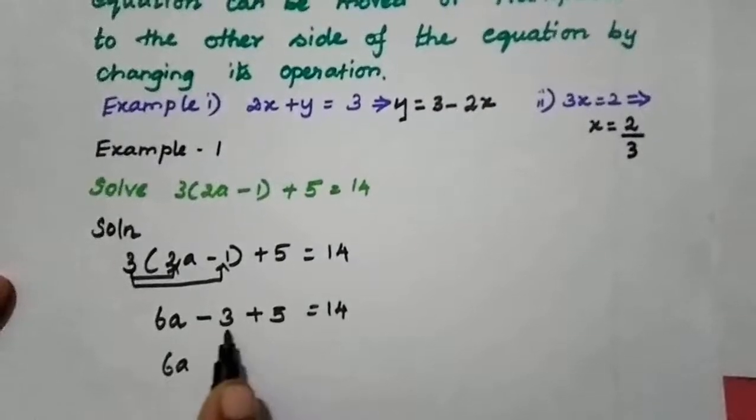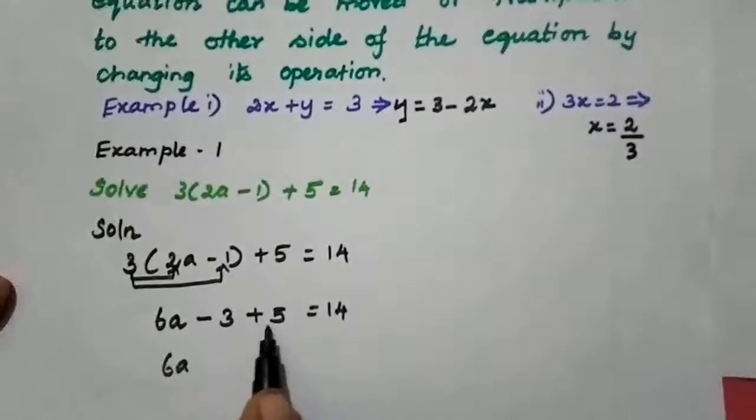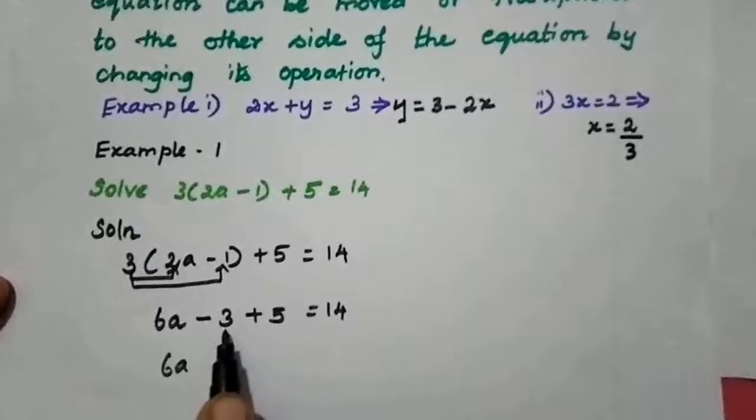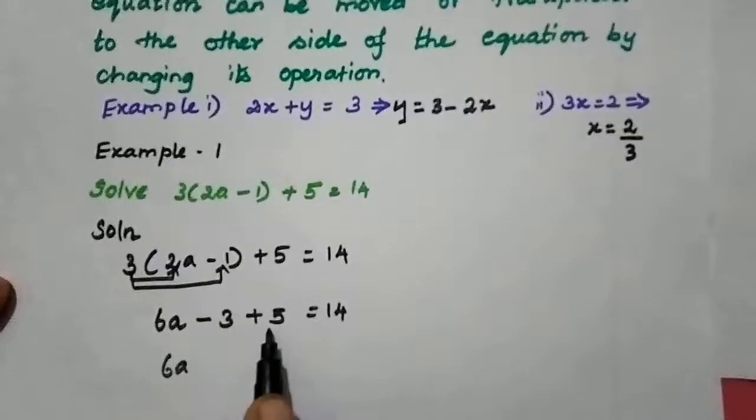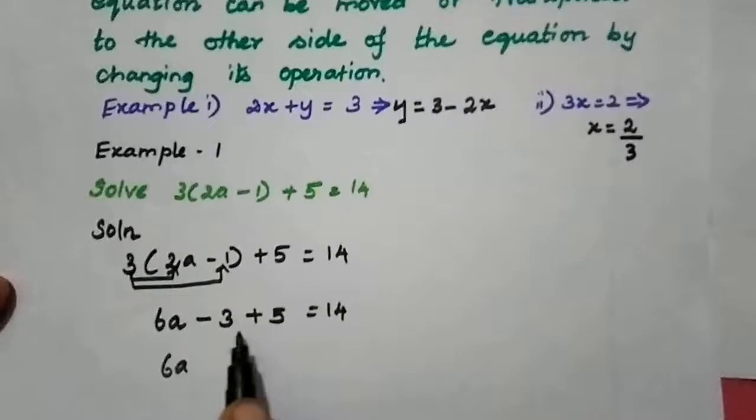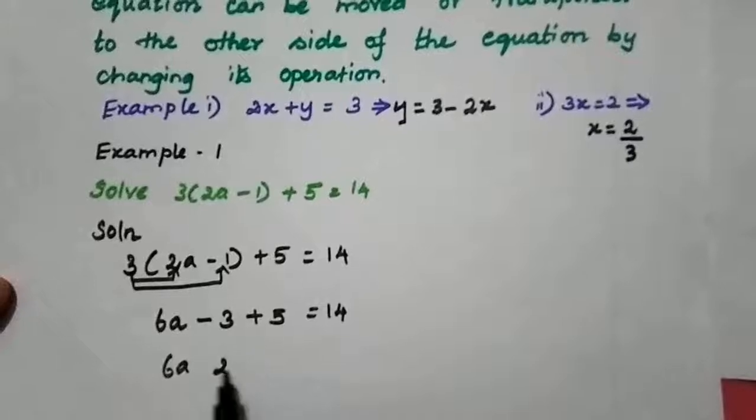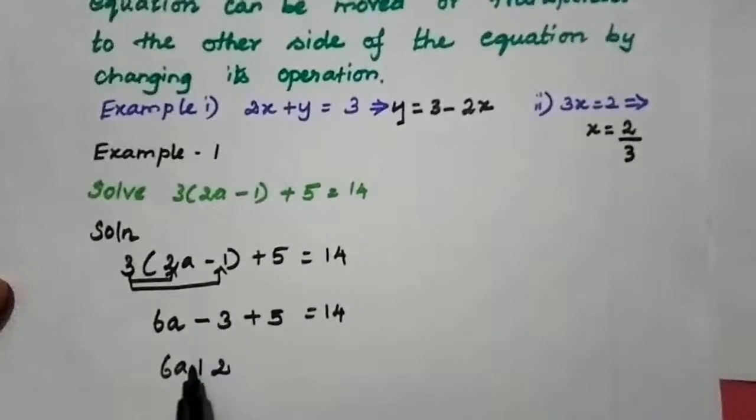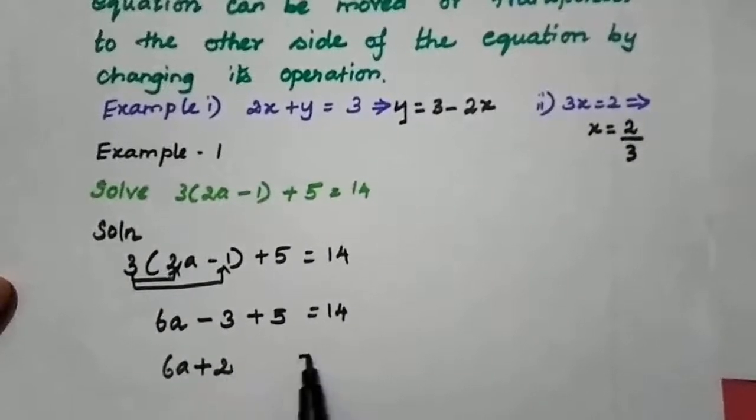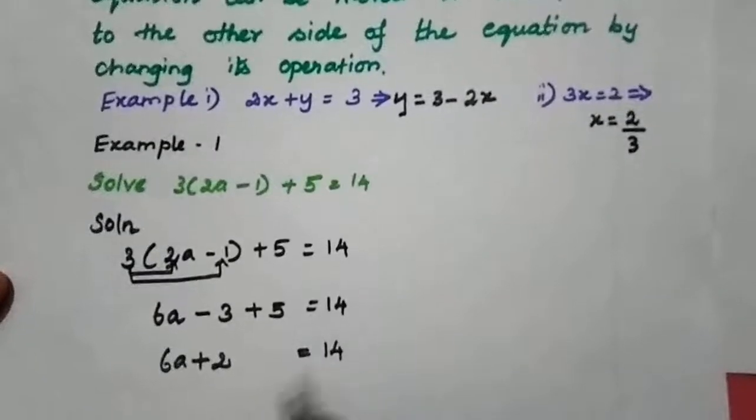6a. Now we can simplify these two constant terms. When they are in two different signs, we have to subtract and write the sign of the greater number. So what's the value here? Yes, the difference between 3 and 5 is 2 and the greater number's sign is positive. So you have to write here plus 2 is equal to 14.